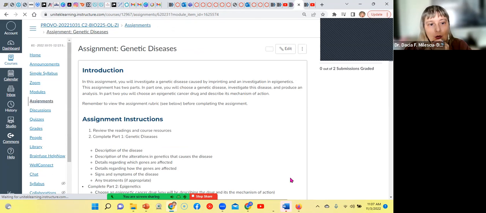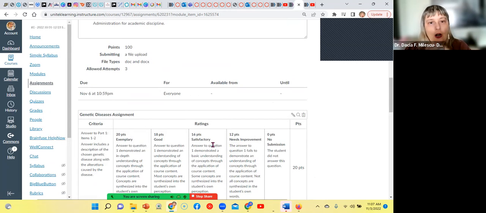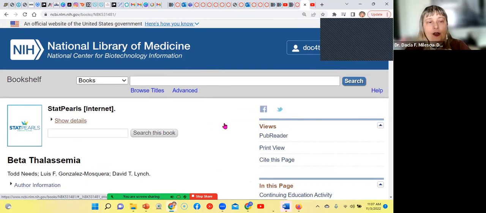Now, when we look at the genetic diseases, there are just a few in your module 1. I'm going to pick something that is not in your module 1, and it is called beta thalassemia. And why I picked this disease is because it's genetic.